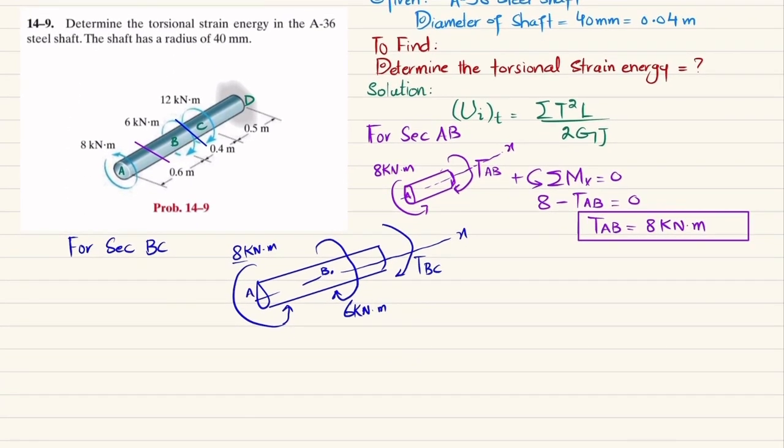How will you find this TBC? By using the equilibrium equation. The sum will be equal to 0, so 8 kilonewton-meter is positive torque, minus 6, minus TBC equals 0. From here, TBC will be equal to 2 kilonewton-meter. This is the torque that will be generated in section BC.